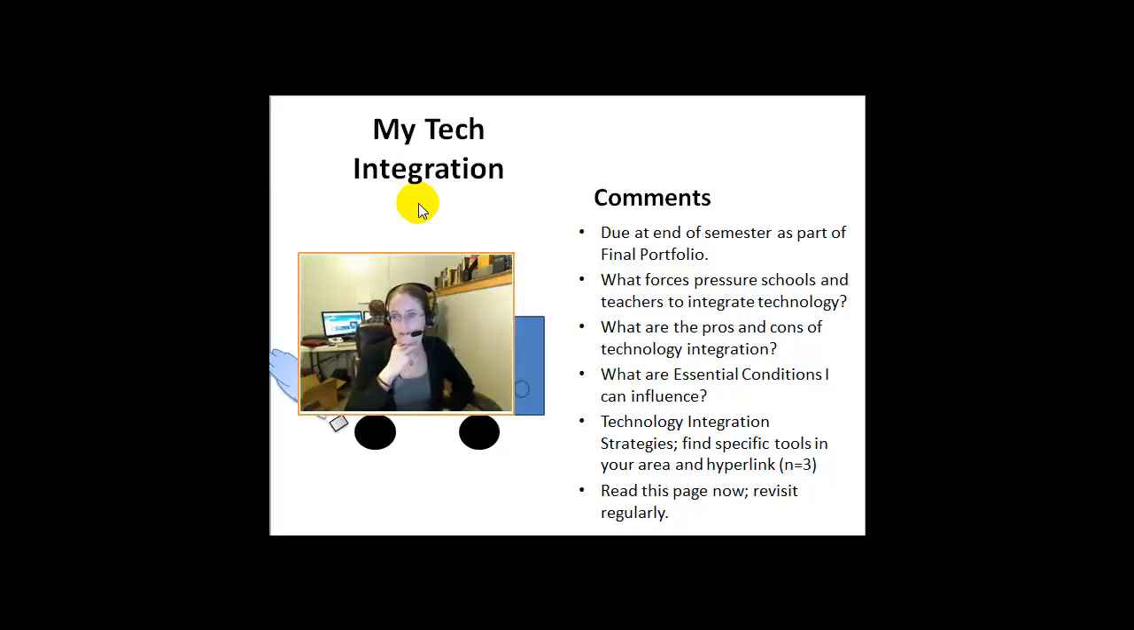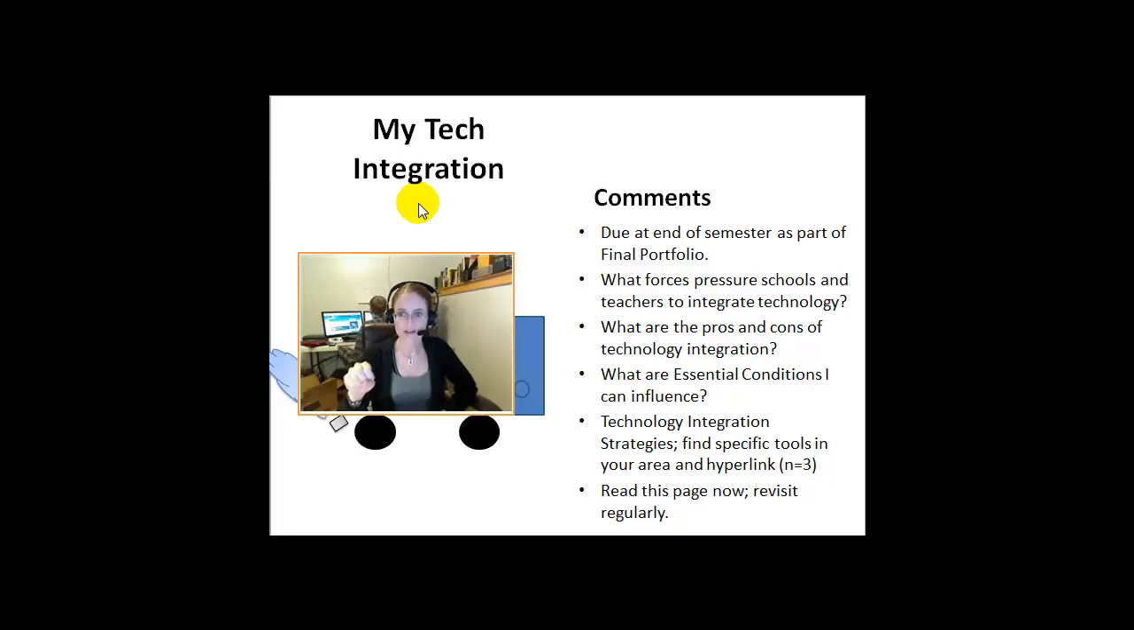And then I have a big chart of technology integration strategies. They come from chapter 2 of the Roblier textbook that you'll be reading in a few weeks. So they're specific technology integration strategies. It's a really low-level task that you have to achieve with this table. Basically, I want you to find specific tools in your area and hyperlink to them. So there's 3 different areas.